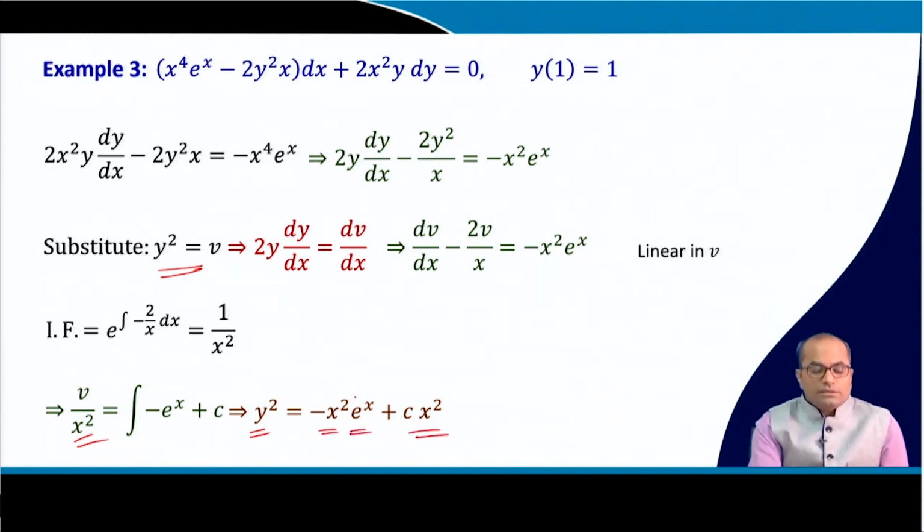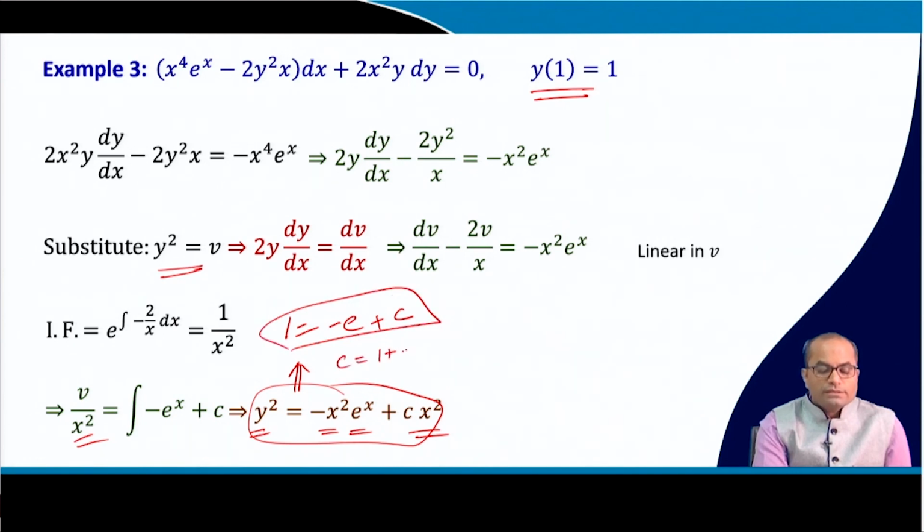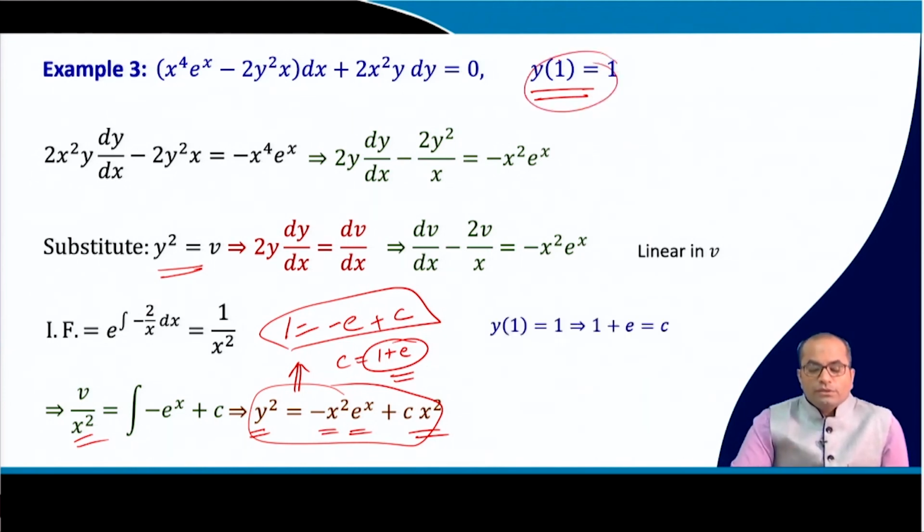So, this is the general solution of the given differential equation, but we have a condition here that y(1) is given as 1. So, we will substitute y(1) as 1. So, here 1 is equal to minus e plus c. So, c is 1 plus e, that is the constant. c is 1 plus e using the initial condition given in the problem.